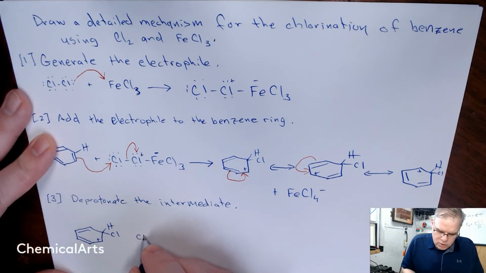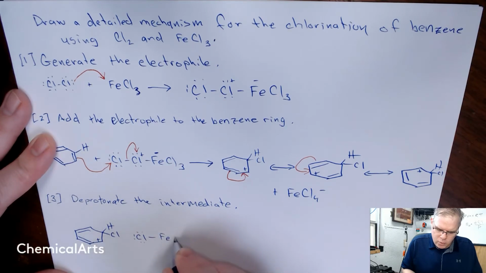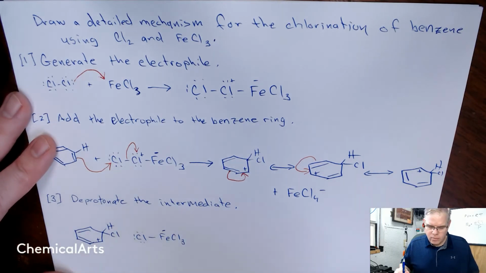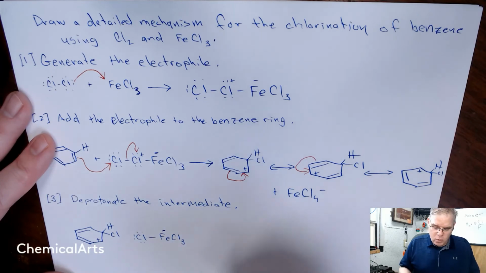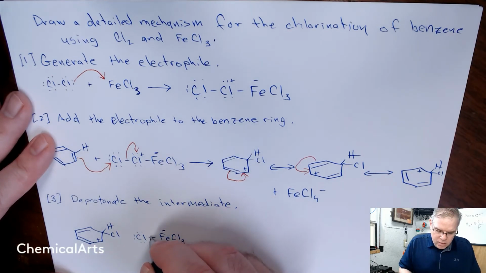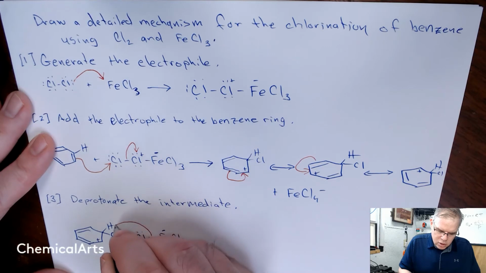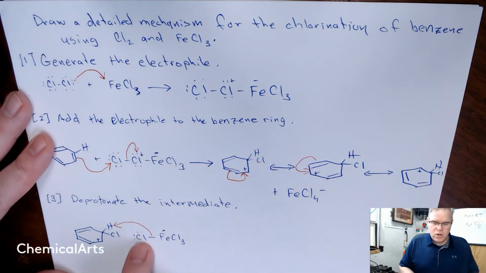So we'll use that FeCl4, which I'm going to write as a chlorine and then a bond to FeCl3. Still a negative formal charge on that iron. And so we're now going to deprotonate using this as the base. So we'll draw an arrow from that bond to hydrogen, and so we're going to make a new bond between chlorine and hydrogen.